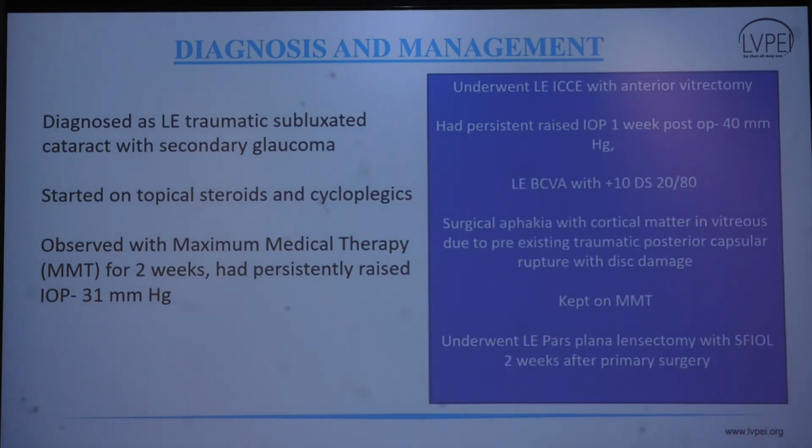So the patient underwent left eye intracapsular cataract extraction with anterior vitrectomy. In spite of that, he again had persistent raised IOP for 1 week, at 40 millimeters of mercury. The left eye best corrected visual acuity with plus 10 DS was 20/80. He had surgical aphakia with some cortical matter floating in the vitreous due to pre-existing PCR, along with disc damage as well. He was kept on medical management for 2 weeks or so, but again he was taken up for pars plana lensectomy along with secondary intraocular lens implantation after the primary surgery.